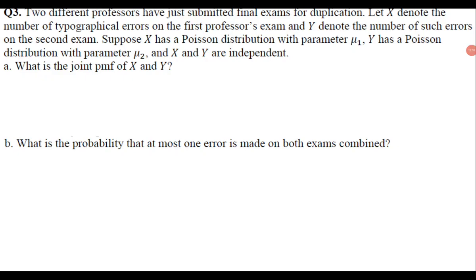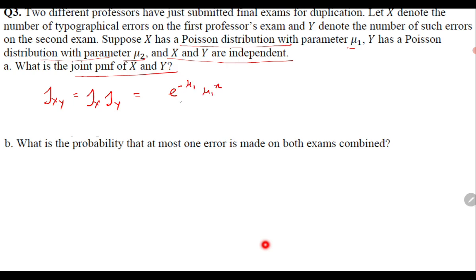Now the next question says that there are 2 different professors. X denotes the typographical errors by the first professor and Y denotes the errors by the second professor. X is Poisson distributed with parameter mu1. Y is Poisson distributed with parameter mu2. X and Y are independent. Now find the joint PMF of X and Y. So the joint is f(x,y), but it is given they are independent. That makes it easy to compute. Otherwise we don't have any idea at this stage how to compute it. Now X is Poisson with parameter mu1, so e raised to the power minus mu1, mu1 raised to the power x by x factorial, times e raised to the power minus mu2, mu2 raised to the power y by y factorial, where x and y are 0, 1, 2 and so on.